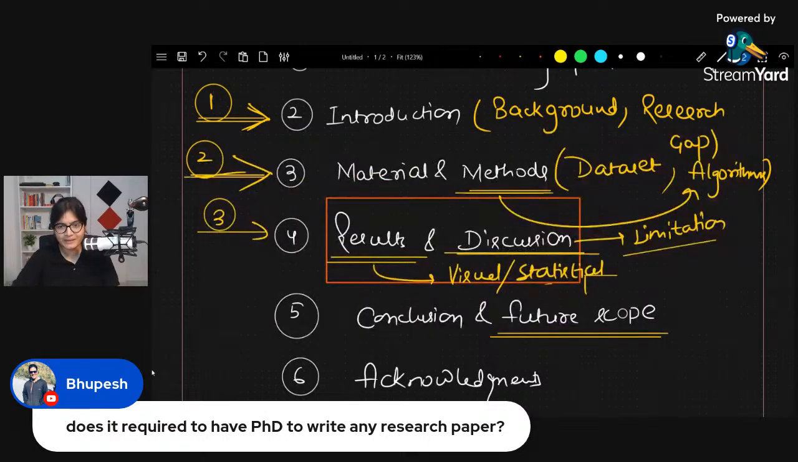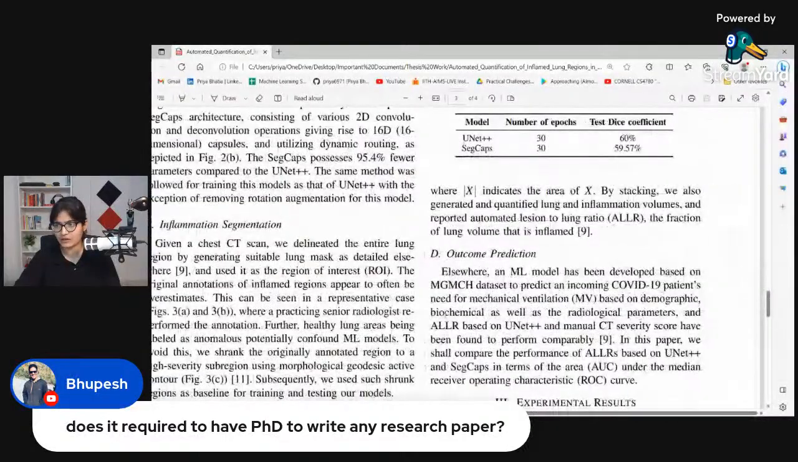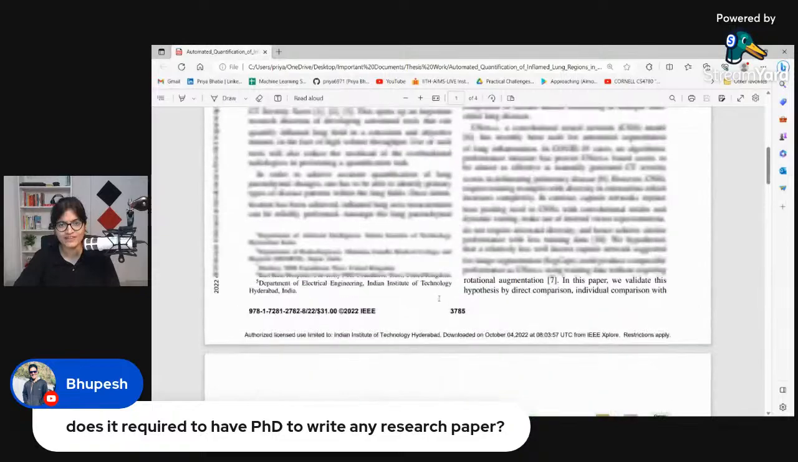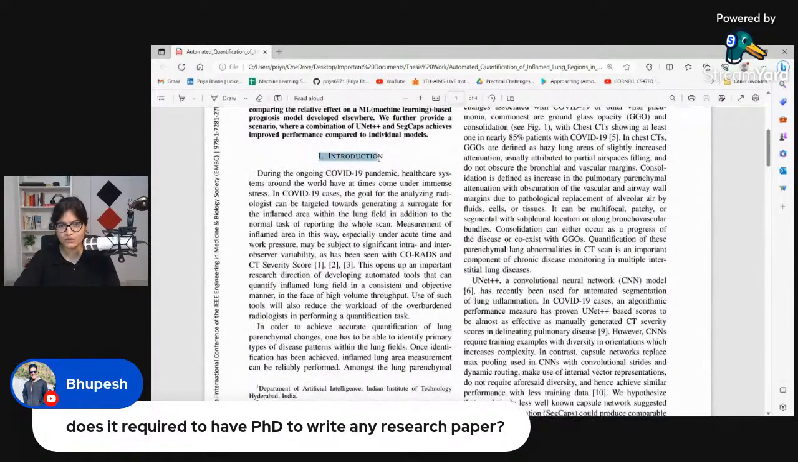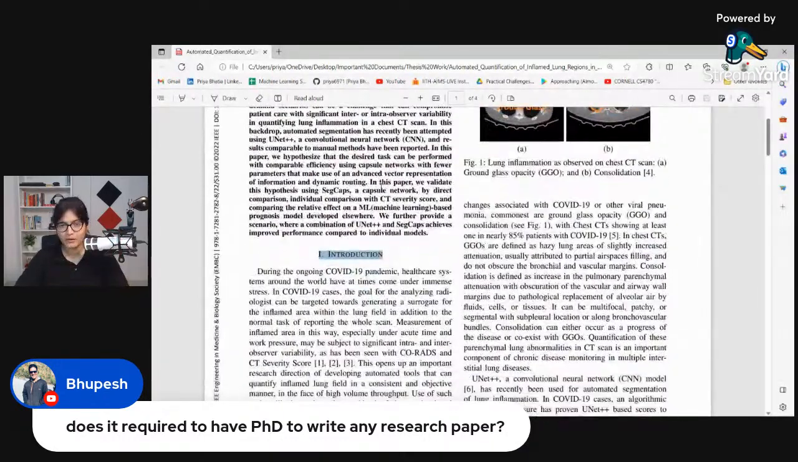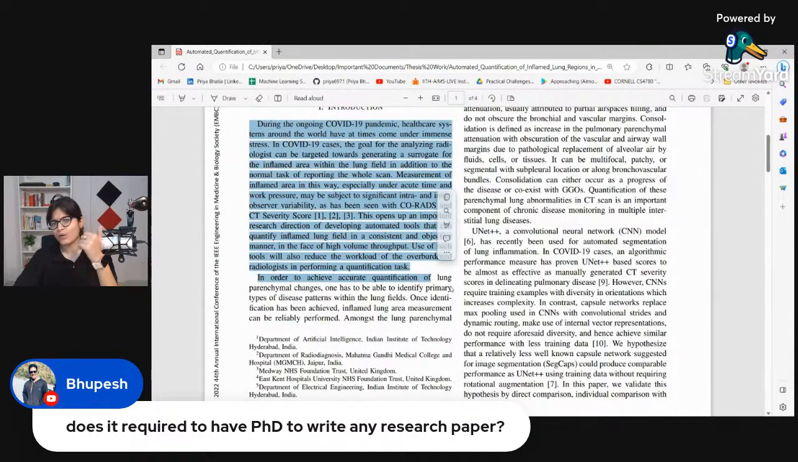So here, let me show you the three sections I have talked about so far. This is my research paper, where the first section was the introduction. Although we have an abstract, I haven't talked about the abstract till now, right? Let's talk about the introduction. Here you can see that I have talked about COVID-19, so many things. What is the research gap?